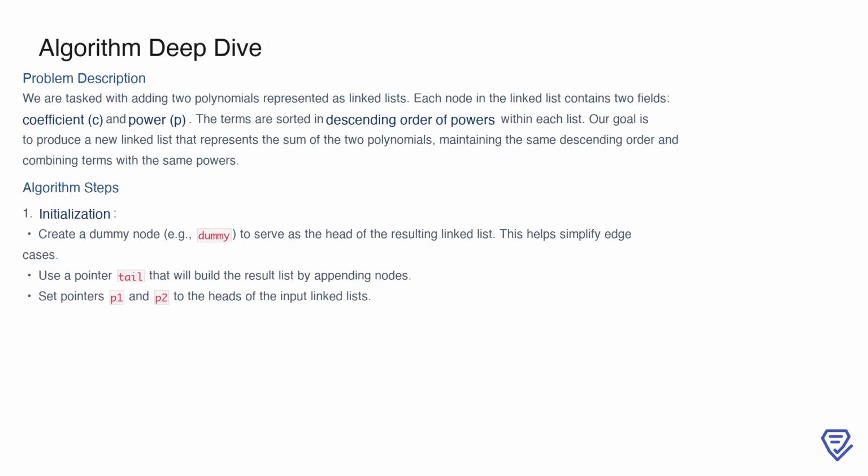To solve the problem of adding two polynomials represented as linked lists, we need to focus on the structure and order of these lists.